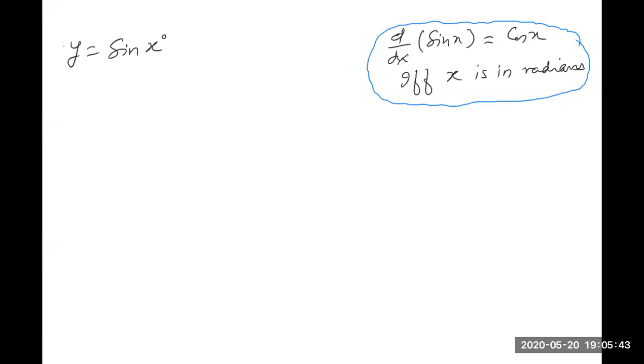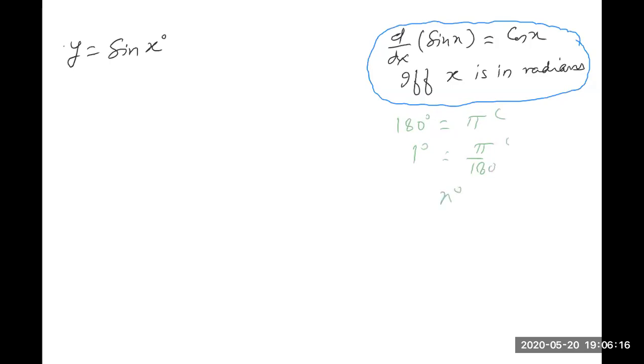Like derivative of log x is 1 upon x if and only if base is e. Similarly, derivative of sin x is cos x, or derivative of cos x is minus sin x if x is in radian. So here the problem is x is given in degrees. So first we must convert this degrees into radian. How to convert it? By multiplying by pi by 180. 180 degrees is equal to pi radian. So 1 degree is equal to pi by 180 radian.